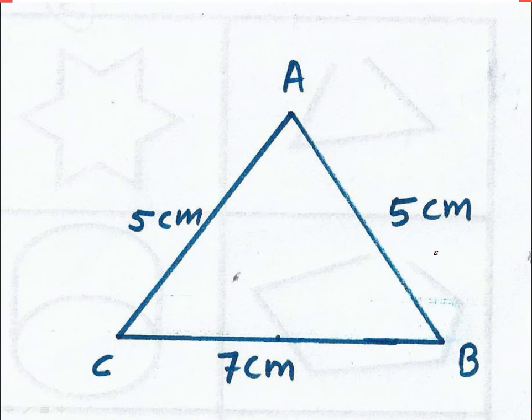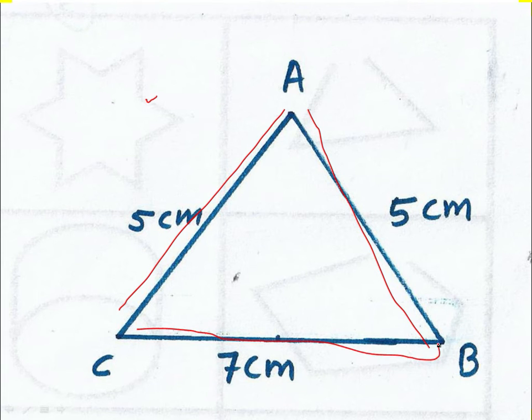So next, now this is the triangle and we have to find the perimeter of this triangle. When we discussed the definition of perimeter, we have seen the perimeter is the total of all the sides, or the sum of all the sides. So this is the first side, this is also one side, and this is also one side.